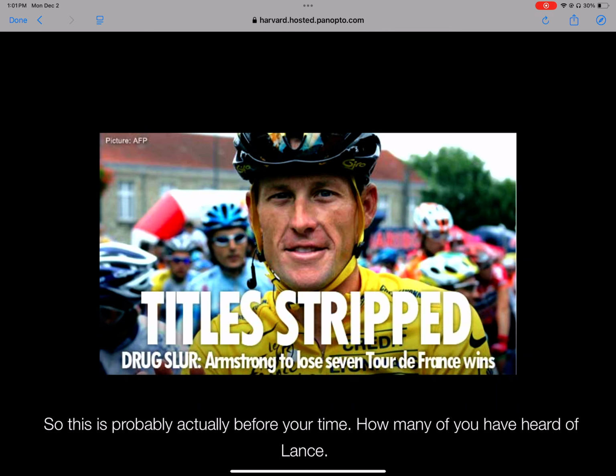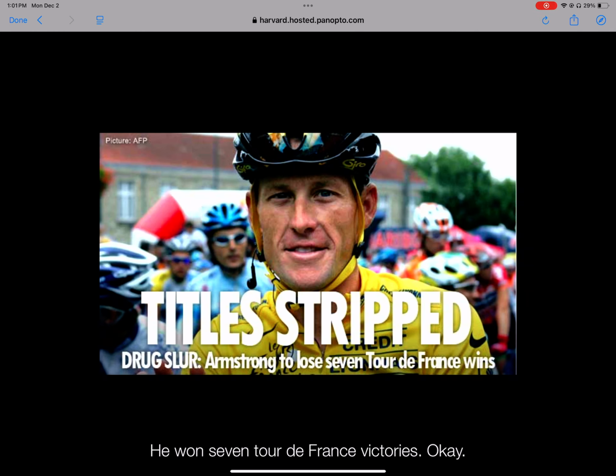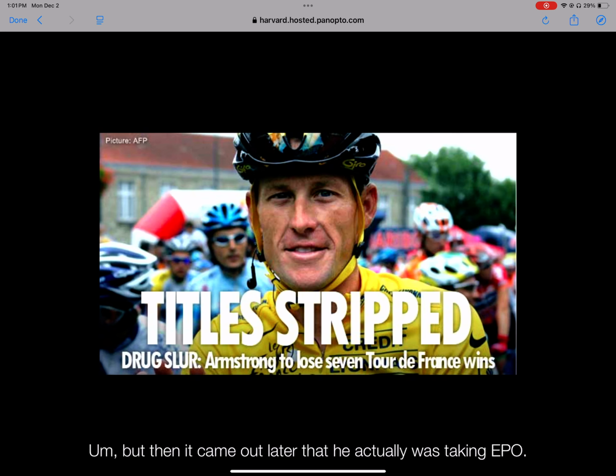So this is probably actually before your time. How many of you have heard of Lance Armstrong? So fewer, yeah, this is a little bit before your time. He was a very famous cyclist. He won 7 Tour de France victories, and was very well respected as an amazing athlete, which he was. But then it came out later that he was actually taking EPO. So his red blood cell levels were higher, but through chemical means.